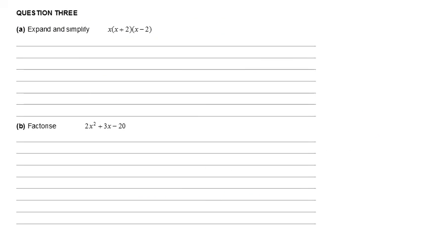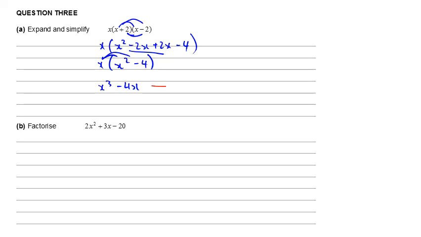Questions, expand and simplify. It didn't matter which way you did this. The easiest way to go about it is to do the bracket part first. x squared minus 2x plus 2x minus 4, all times x, and then this part here simplifies, so you just get that, and then you do that part and you get x cubed minus 4x. Okay, that was your achieved.